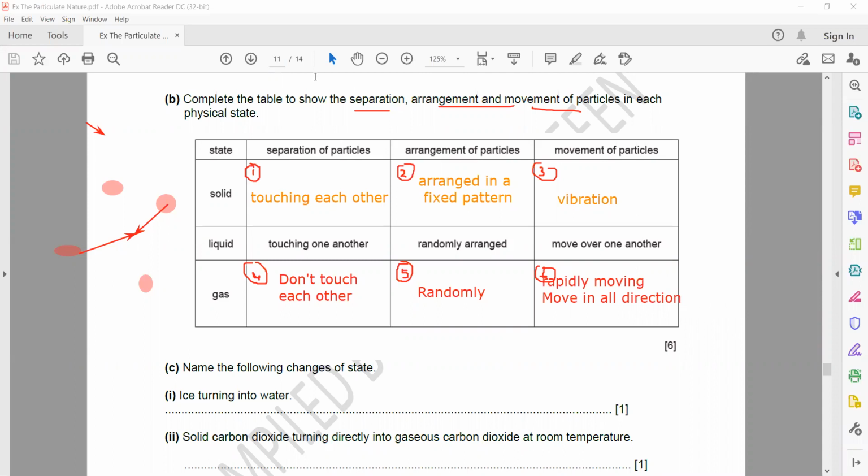Even I can write a one word answer here. I can write "randomly". They are moving randomly, so that will also give the mark.